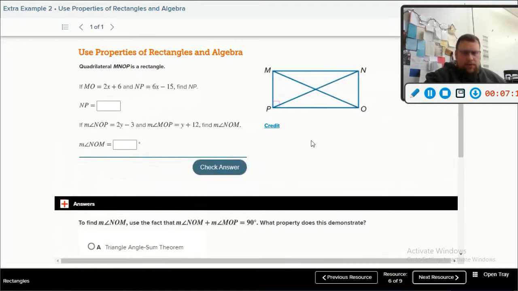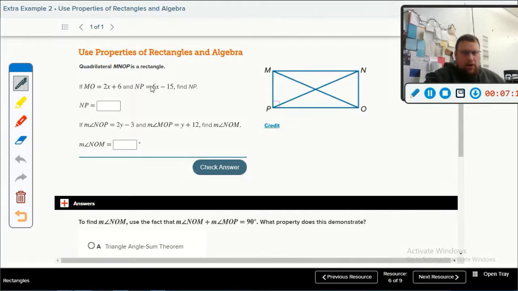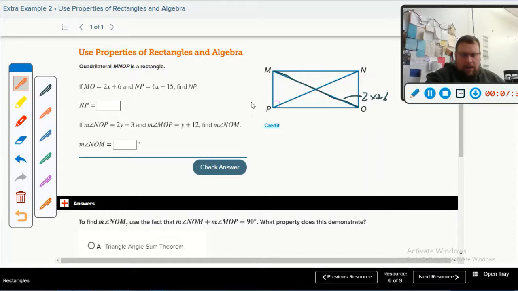Okay, so we're going to use this property again. All right, let's get our stuff out there. If MO equals 2x plus 6, that's the whole thing equals 2x plus 6. And I know that in P, this whole diagonal is equal to what? 6x minus 15.